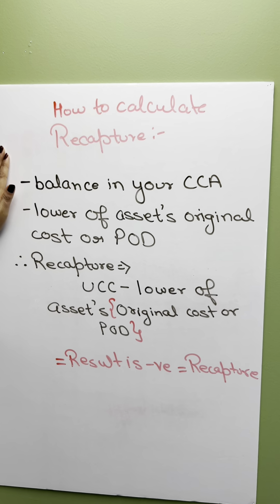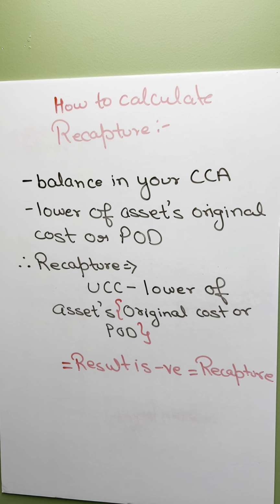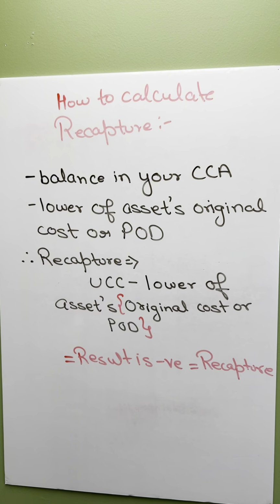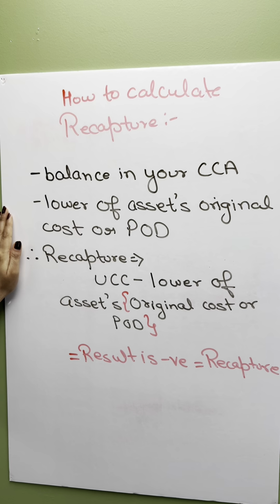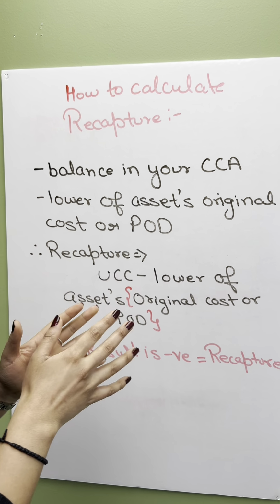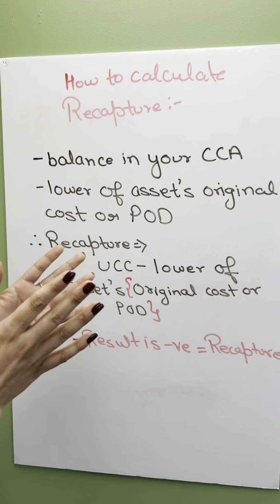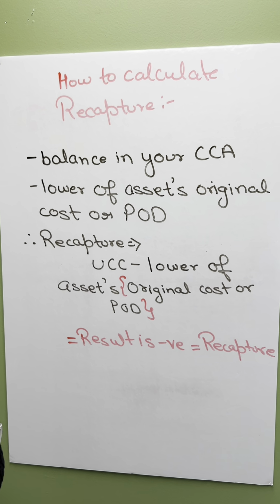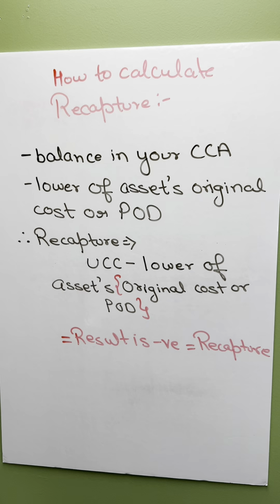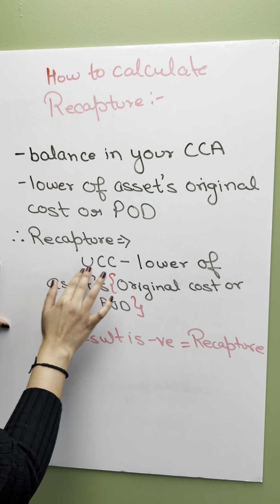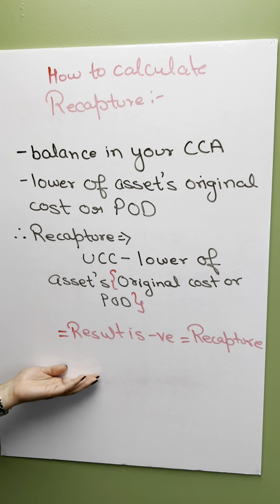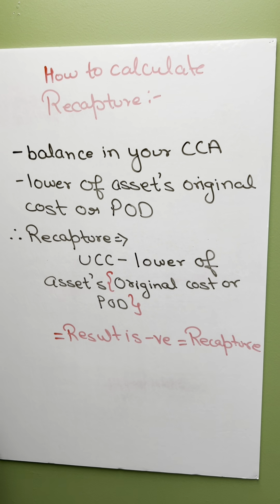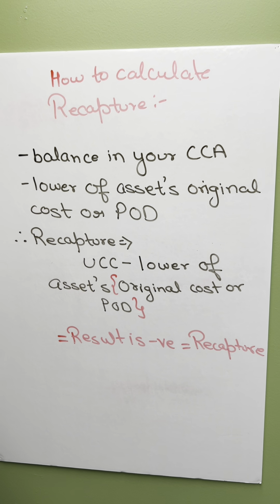Now let's see how we can calculate the recapture. The calculation starts with the balance in your CCA at the beginning of the year, which we also call UCC, Undepreciated Capital Cost. And second, we use the lower of the asset's original cost, meaning when you purchased it, or the proceeds of disposition when you sell your asset. So the formula is: recapture equals UCC minus the lower of the asset's original cost or proceeds of disposition. And if this formula's result is negative, then we will take it as a recapture and that amount will be added to your income.